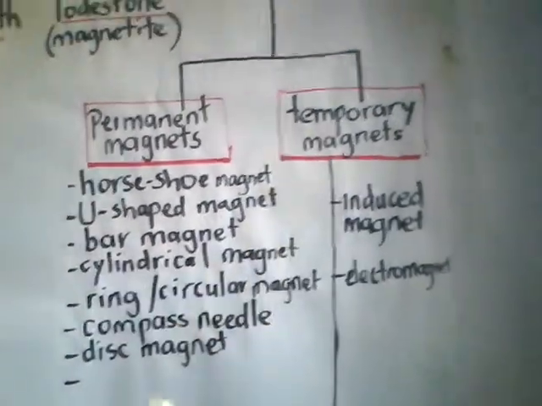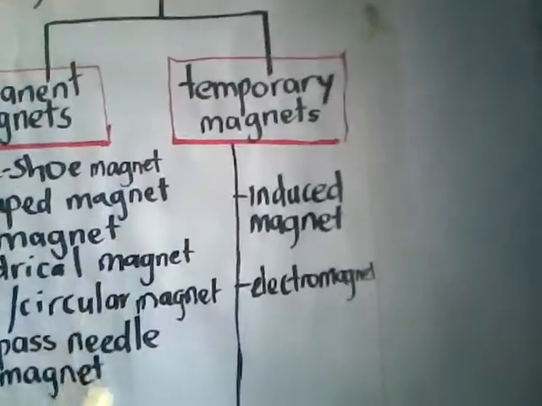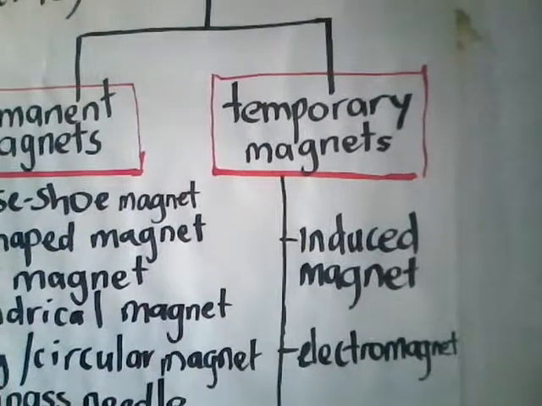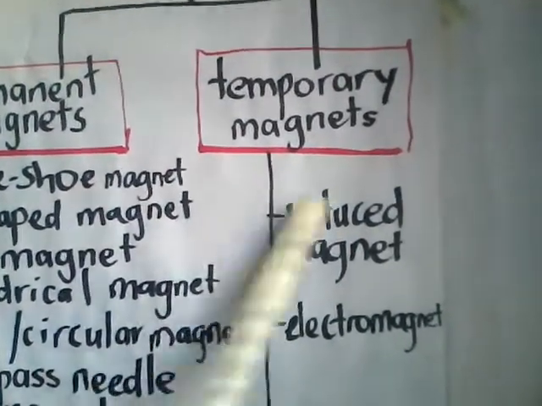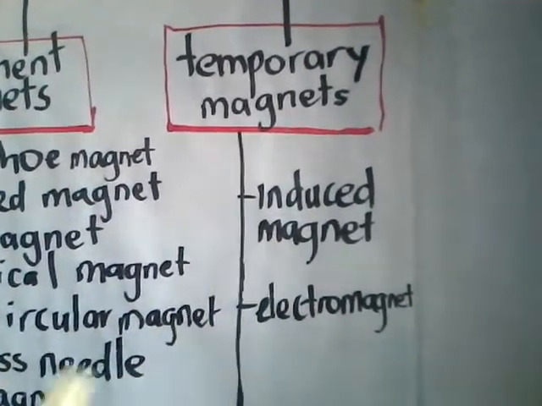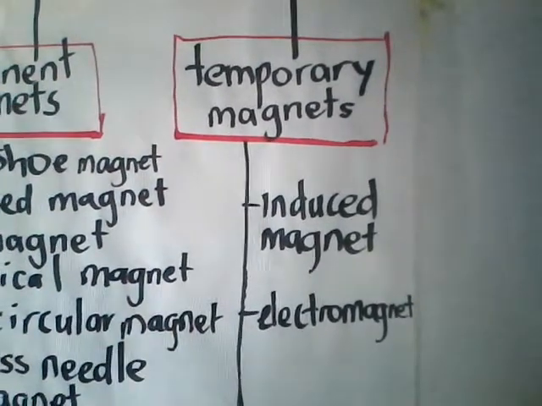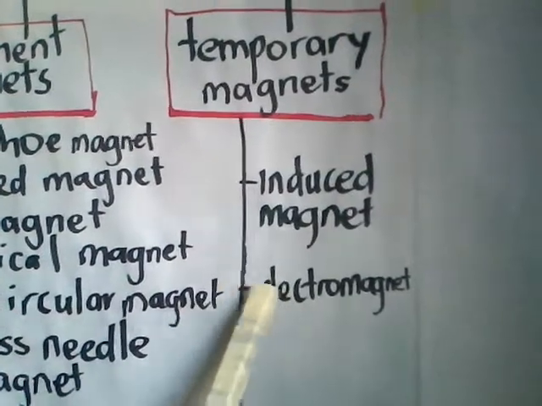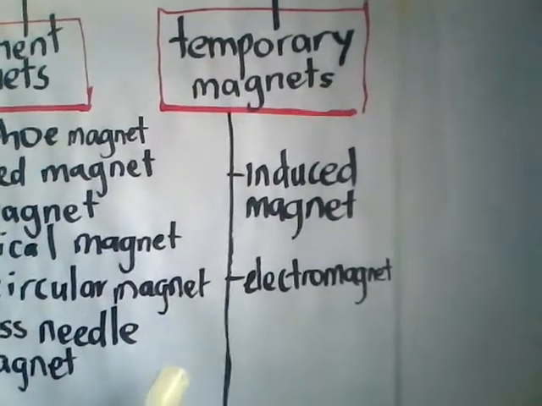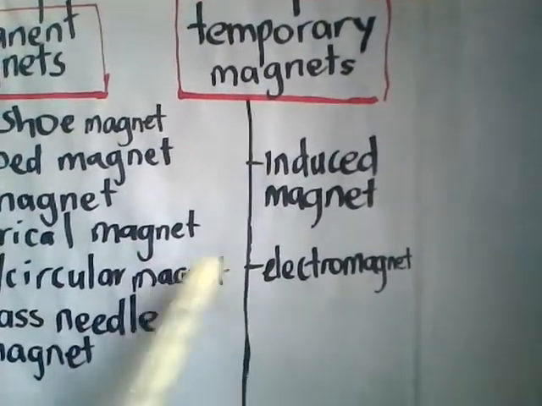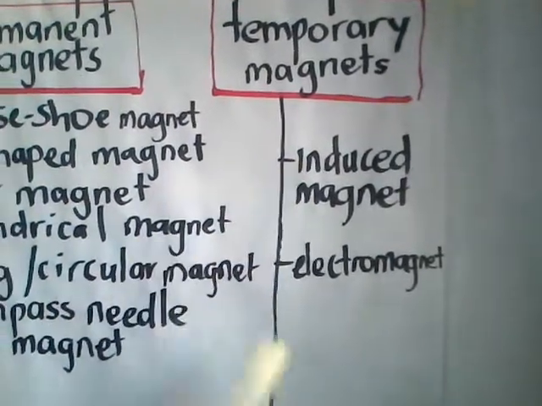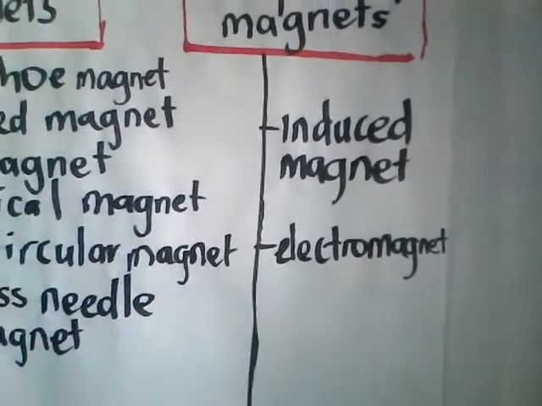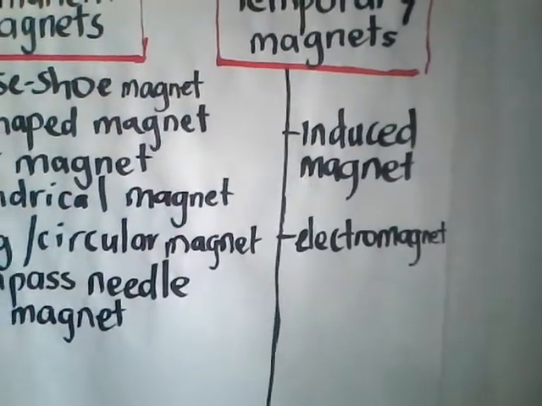Then when we go to the temporary side, the temporary magnets, we have got what they call induced magnets. We shall see how induced magnets are made in future clips to come. And then we have also got what we call an electromagnet. Electromagnet is made using electricity. Induced magnets are made using the induction method. We shall see the methods of magnetization in the future sessions to come.